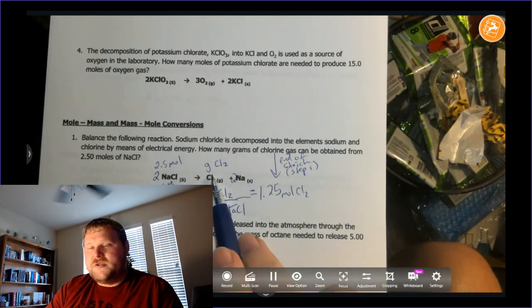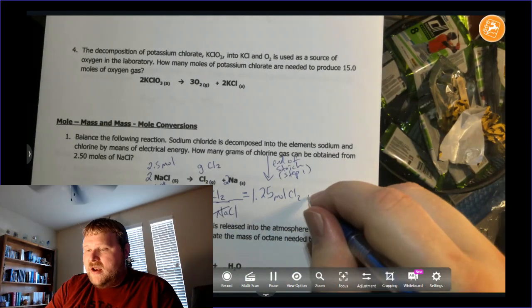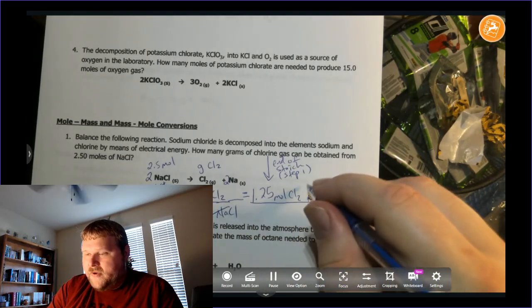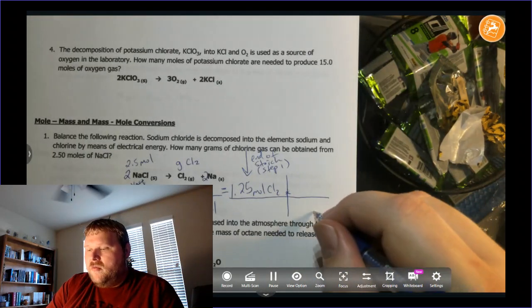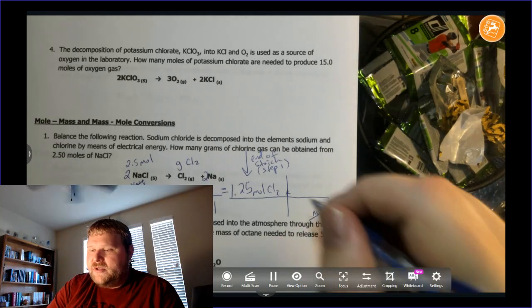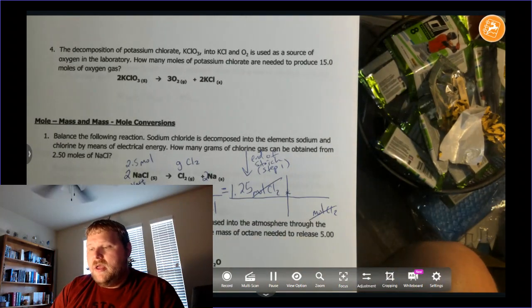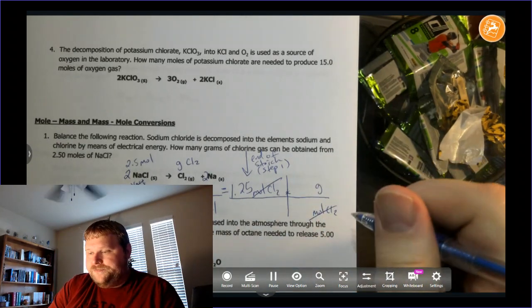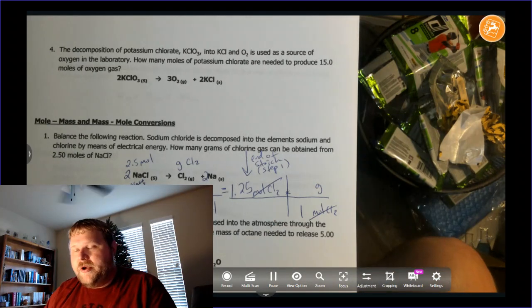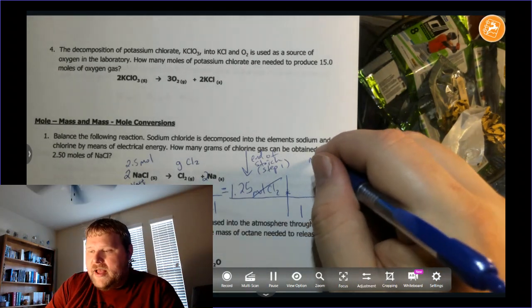And now it wants us to go to grams. So let's add another conversion. So I keep forgetting we're going to do the railroad tracks. So moles of chlorine on bottom, as always, got to cancel that unit right there. And we want grams. So here's where we apply molar mass.